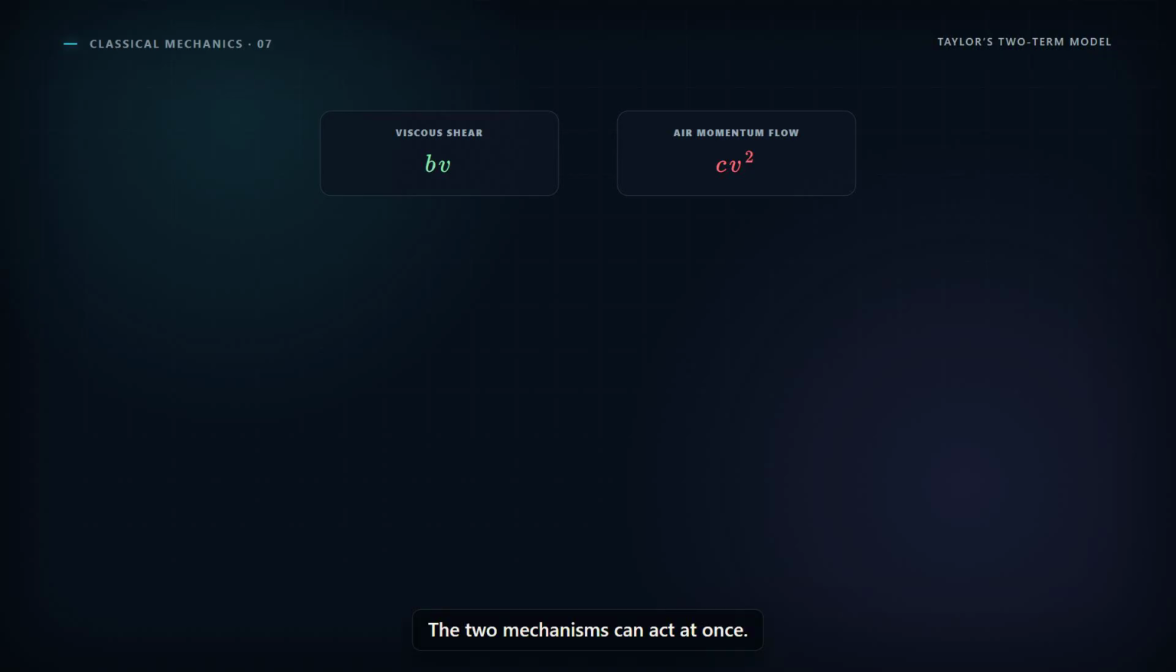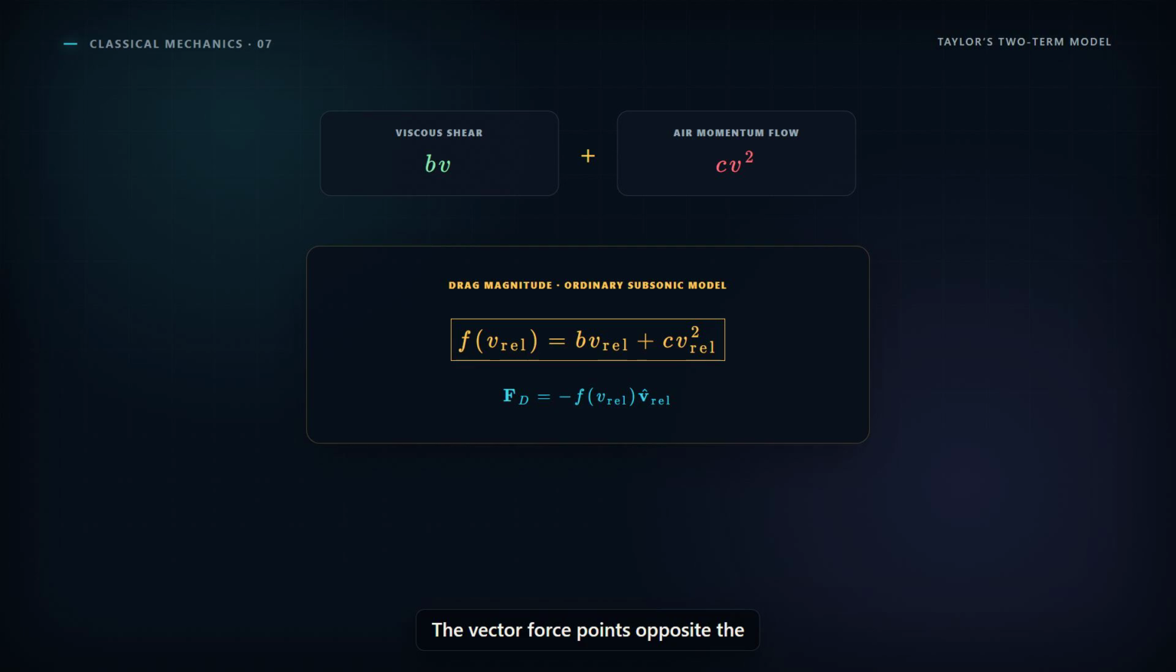The two mechanisms can act at once. For ordinary subsonic motion, Taylor's useful model adds their magnitudes. F of v equals bv plus cv squared. The vector force points opposite the relative velocity unit vector. B and C are not universal constants. They summarize the chosen object, medium, and flow regime. B carries the effective viscous contribution. C carries density, frontal area, shape, and other flow dependence. At zero relative speed, drag is zero. This is a range-limited model, not a law for every possible speed.